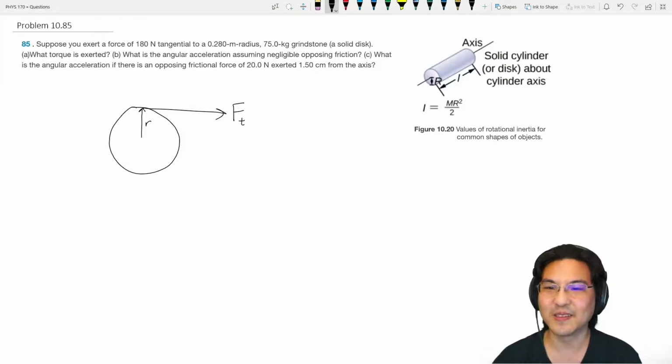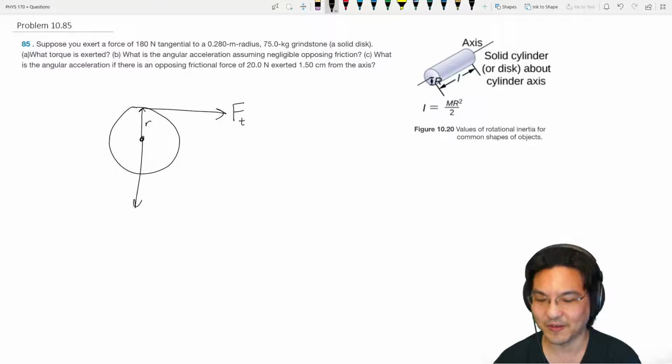All right, so there's our free body diagram. There would actually be some weight, right? Let me get rid of this radius. All right, so here's the free body diagram.